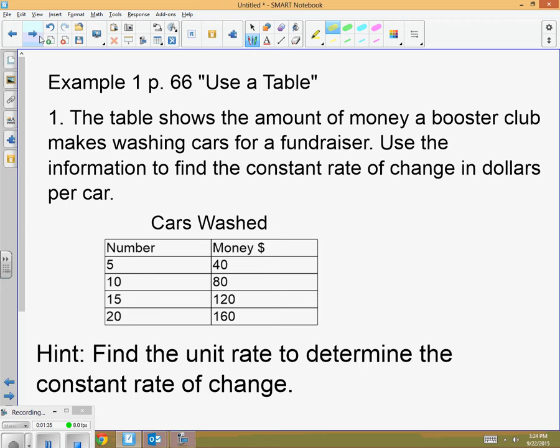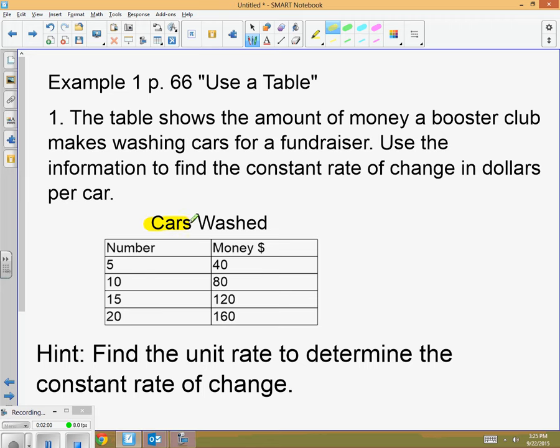On page 66, we're going to start example 1, and we're going to practice by using a table. You can use a table to find the constant rate of change. Number 1 says, the table shows the amount of money a booster club makes washing cars for fundraisers. Use the information to find the constant rate of change in dollars per car.